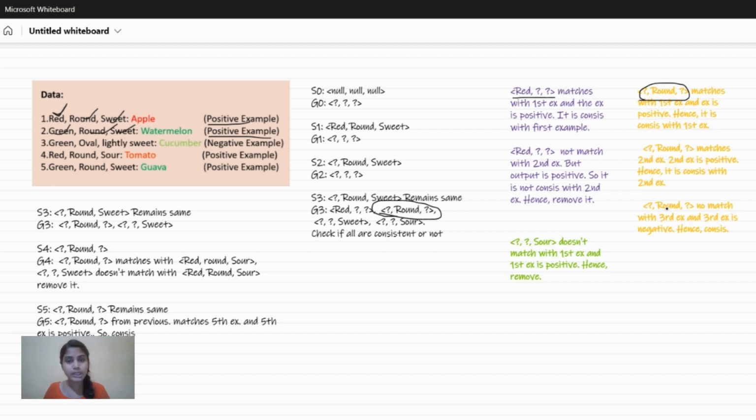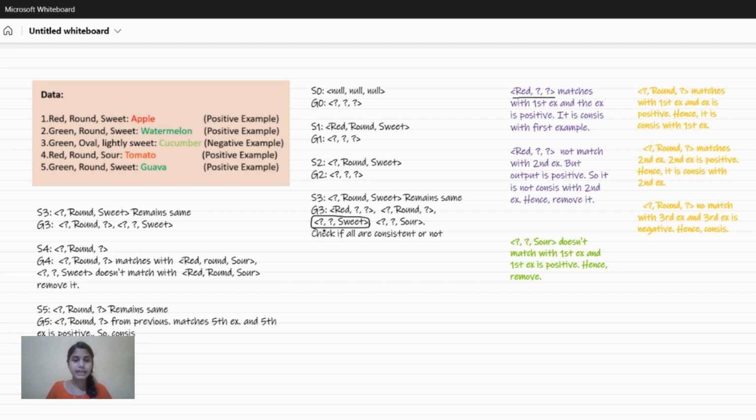Now we will compare it with the third example. Question mark, round, and question mark. The question mark covers everything, round... here this is oval. It is not matching. But it is a negative example. So it is consistent, because it is not matching and this is a negative example, we don't want this to match, right? So we will keep it as it is in the general hypothesis. Now we will compare it.